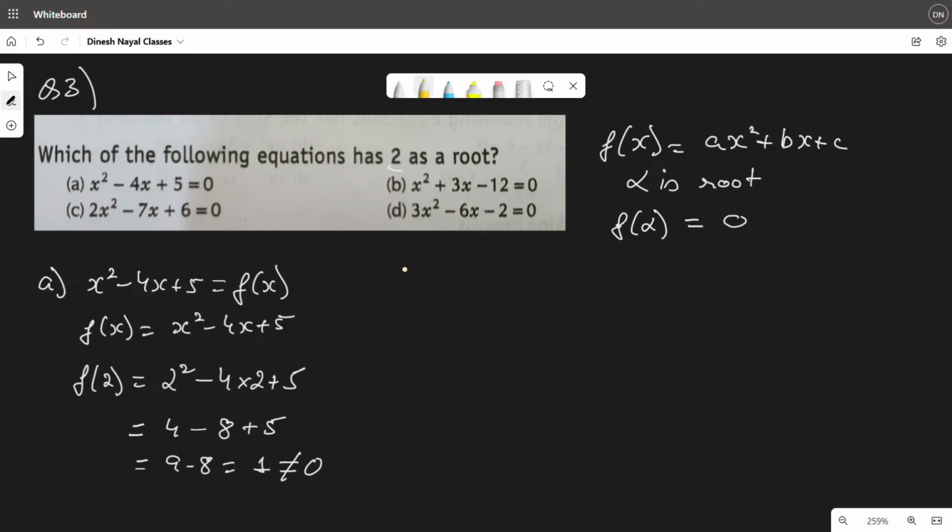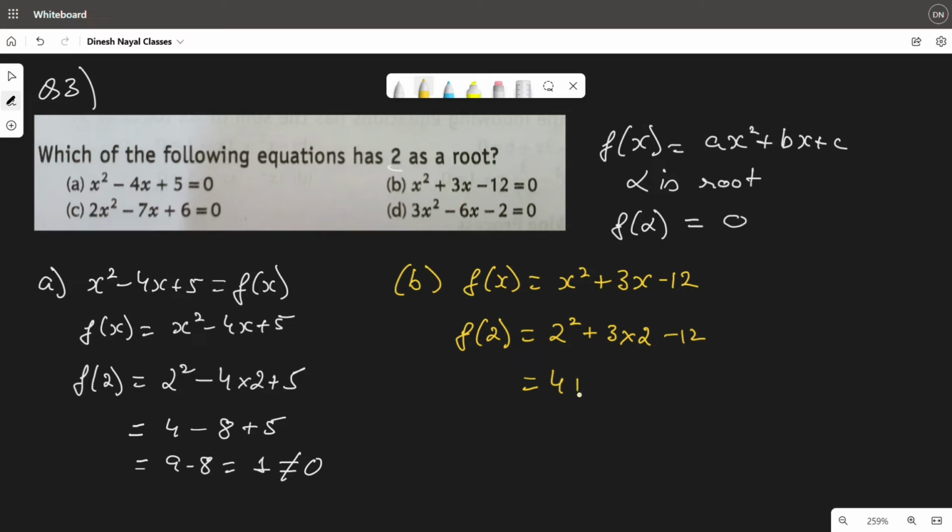Now checking for B. B is f(x) equals x cube plus 3x minus 12. We substitute x equals 2, so f of 2 equals 2 cube plus 3 into 2 minus 12. Now 2 cube is 8... 4 plus 6 minus 12. 4 plus 6 is 10, 10 minus 12 equals minus 2. So hence this is also not equal to 0. So this is also not our answer.